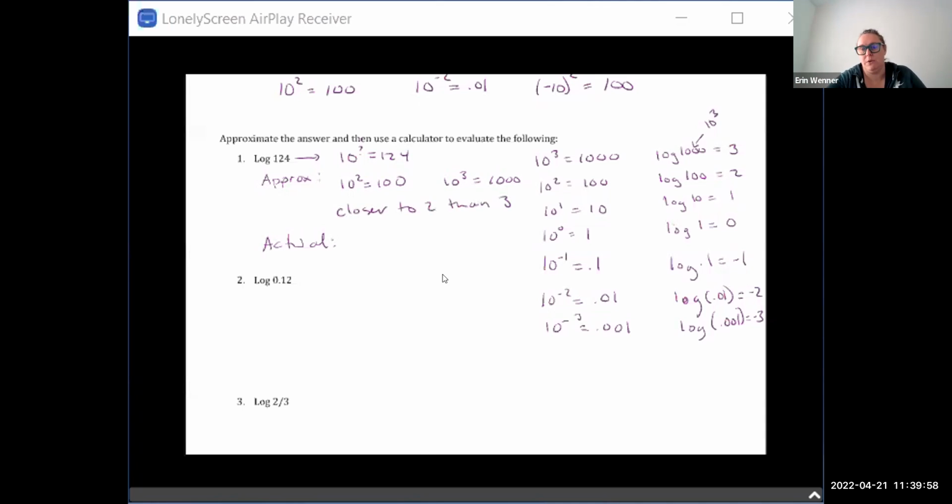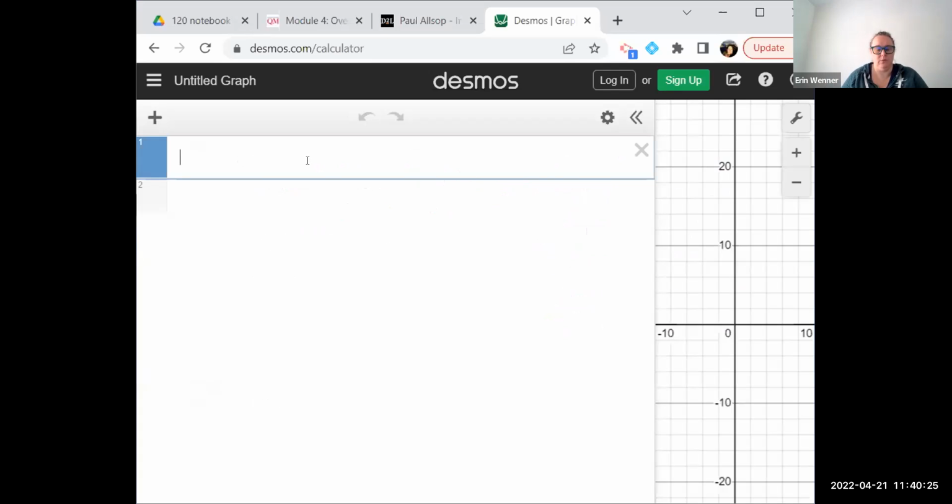So when we go and put this into our calculator, one second, my calculator is being weird. I'm using the Desmos graphing calculator. So I'm going to do log and then parenthesis, and then we can do 124.